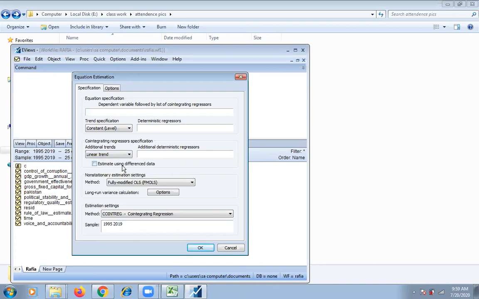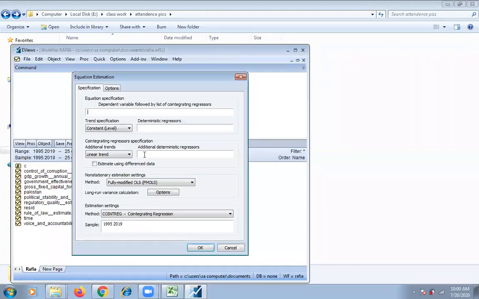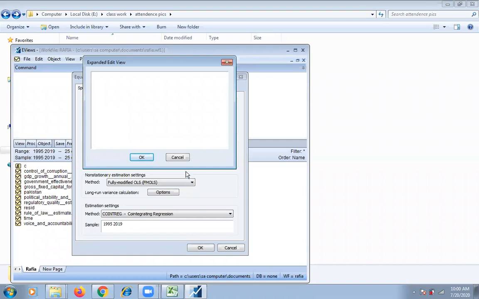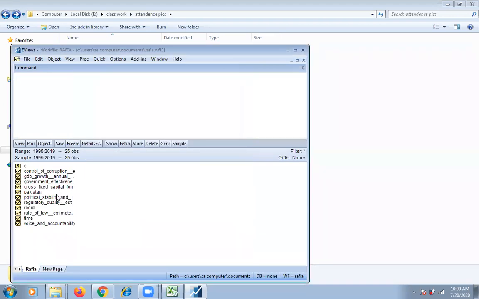No linear trends. Here, dependent variables. But a problem is very clear: we need to rename the variables, for your better understanding. First you will add them here, but I'm going to rename the variable names. That is very important.